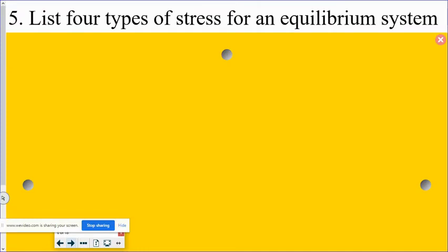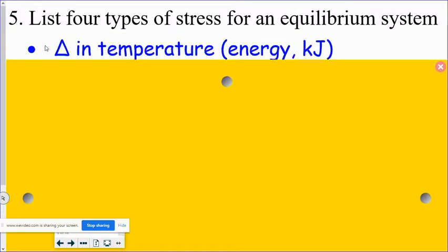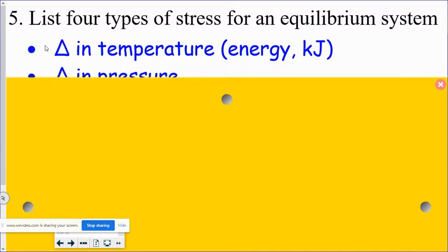So there's 4 types of stress that can occur in an equilibrium system. The first one is we can change the temperature. This triangle sign means change in. So we can change the temperature. We also need to realize that in the problems that we're working with, a change in temperature can also be called a change in energy. You could also call that a change in kilojoules, maybe even kilocalories in some problems. So we're talking about all the same thing.